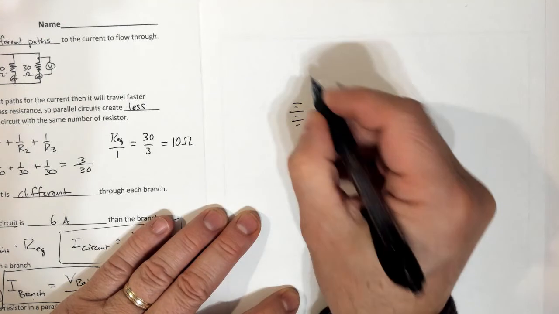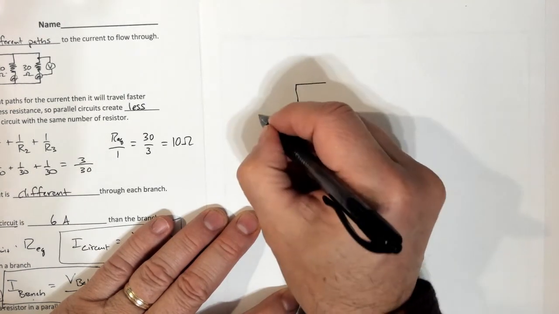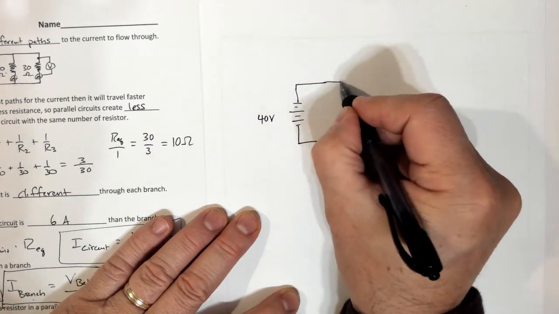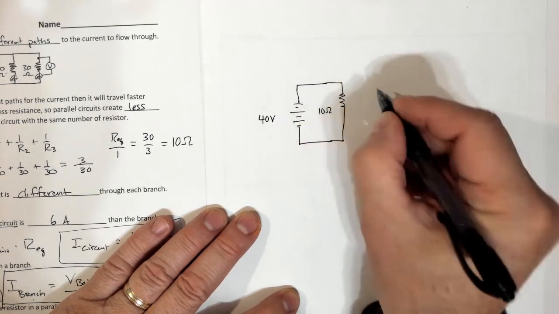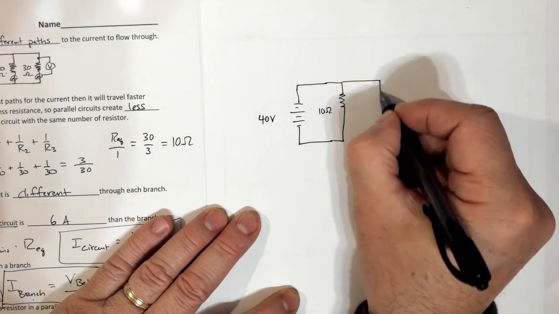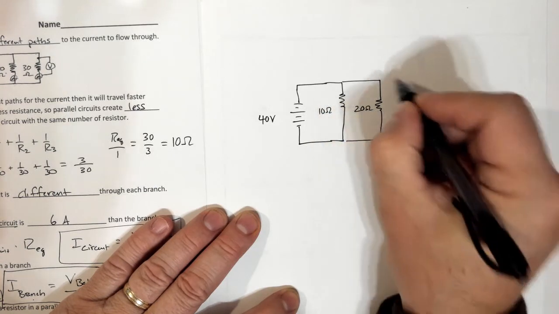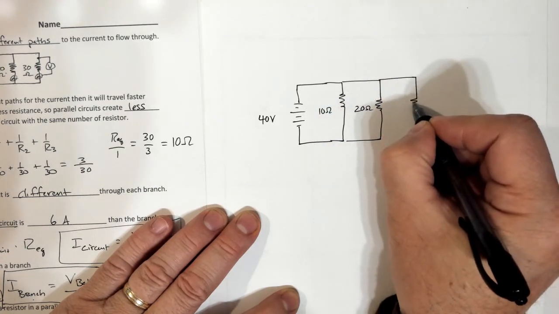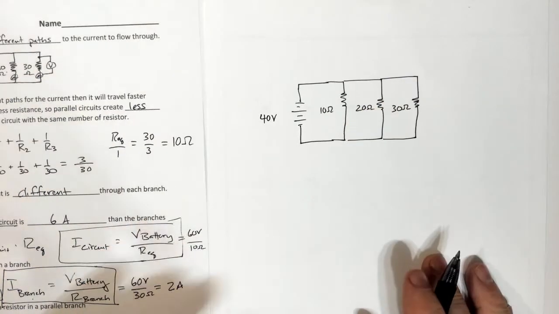And let's say our battery in this case is, let's go with 40 volts. Okay? And we got a branch that has 10 ohms. We have a branch that has 20 ohms. And we have a branch that has 30 ohms. Okay? And so I can cheat.